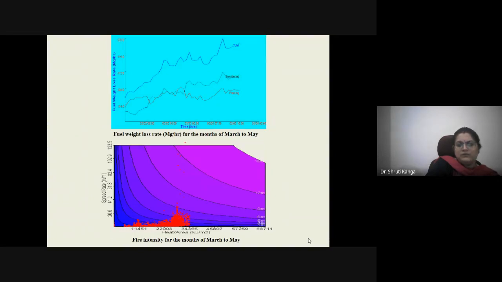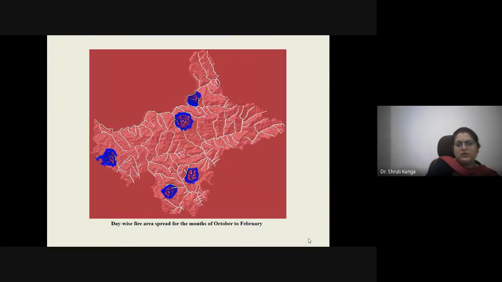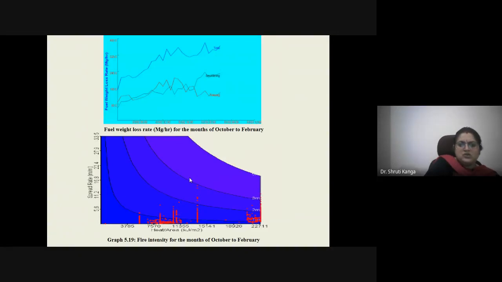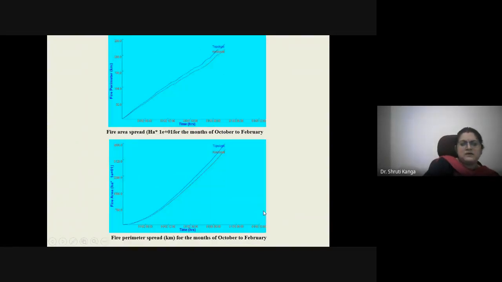So this is for the months of October to February. Here you can see again the spread is in the form of shrinkage. This is the graph which is showing the fuel weight loss and the intensity of the fire, which you can see here is quite less. This is the parameter and the area which is being spread by the fire.